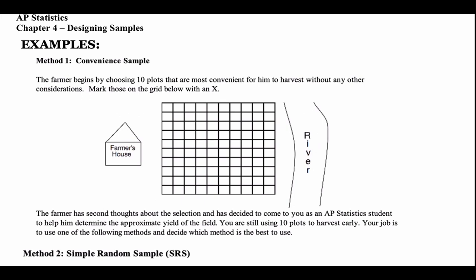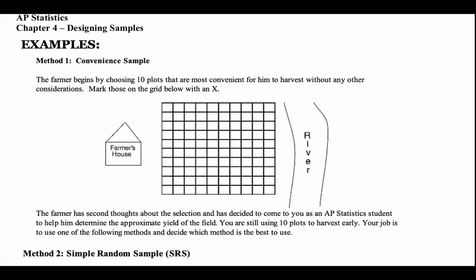So the premise says a farmer has 100 plots of land on his or her property. We're going to take sampling methods to choose which plot of land, however they want to do it. So the farmer begins by choosing 10 of those that are most convenient for him to harvest without any other considerations. Mark with an X below the 10 that you would choose.